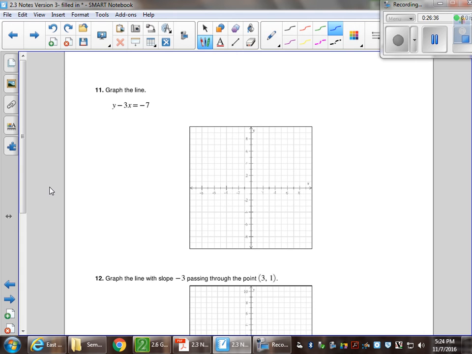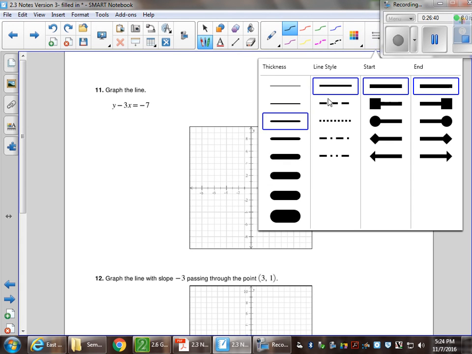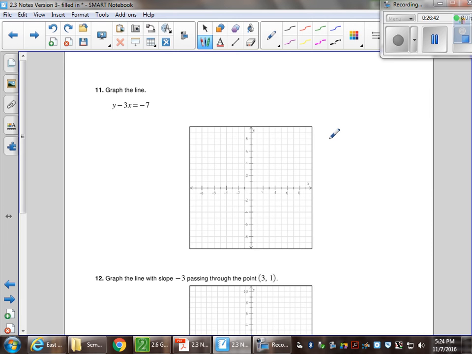Number 11, y minus 3x equals negative 7. Is this ready to graph? Well, is it in either y equals mx plus b form? Or, what was that other equation again? Oh, right, point slope. See if you remember the point slope formula without me writing it. Click pause, try to write it.